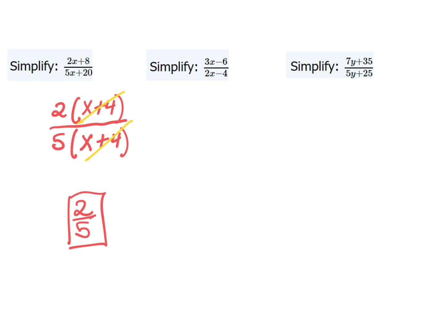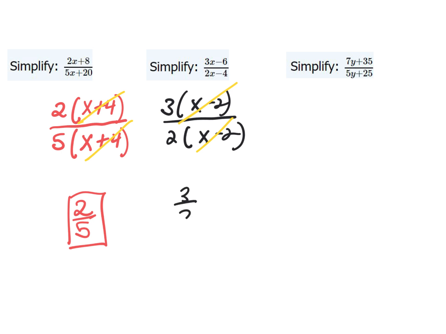If I look at the next one, I'm going to look to factor first. I'm going to take a 3 as a GCF out of the numerator. That will leave me with x minus 2. I'm going to take a 2 as a GCF out of the denominator. That is going to leave me with an x minus 2. Those x minus 2's will cancel out, and I will be left with the answer of 3/2.